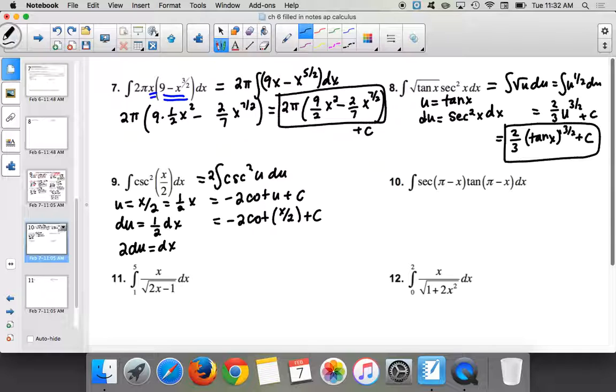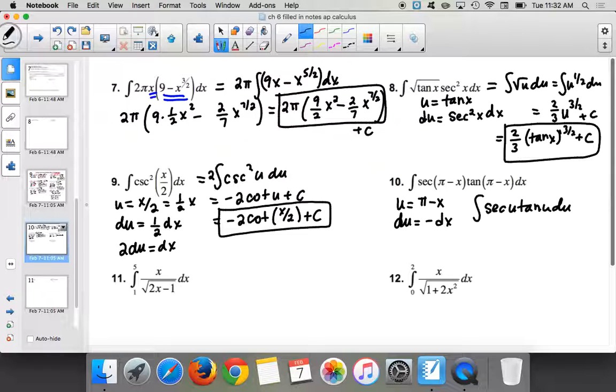Okay, thoughts on the next one? Are you guys getting to the point where you can see it? Pi minus x. Because then du is just negative dx. And this all becomes something that we can take the derivative of something to get this, right? What do we take the derivative of? Sorry, I left off the negative du equals dx.